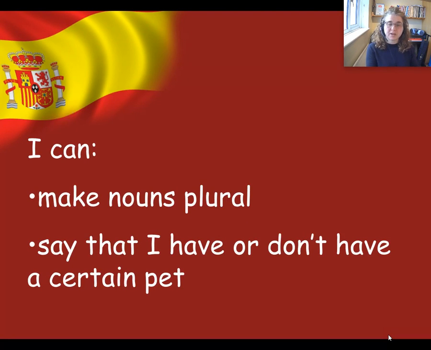So what we're going to be working on today is a recap of how we make nouns plural. We're also going to be working on our pet words. Those are going to be our nouns. And we're going to be finding out how to say that you either have or don't have a certain pet.